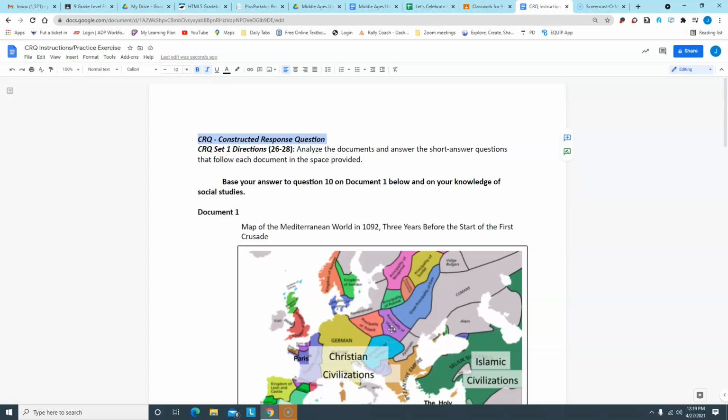We're not even going to look at the map for the next couple minutes. What I want to first go over with you is what the instructions are. What is expected of you, the student, when it comes to answering these questions? We're not even going to get to the map or document 1 yet. Let's look at what you're asked to do. You are going to be asked to analyze the documents and answer the short answer questions that follow each document in the space provided.